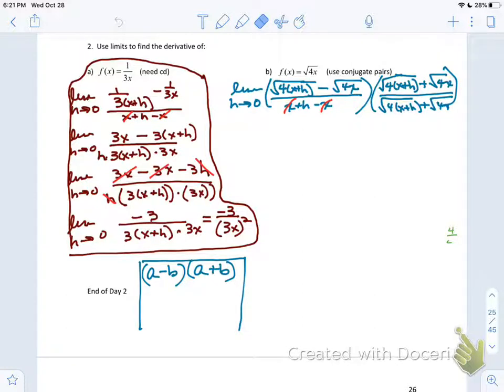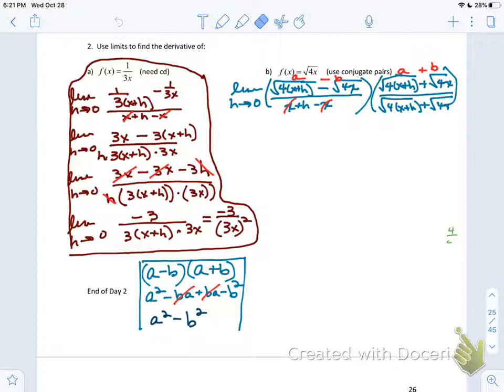Let's just say that this was a minus b, and this was a plus b. When we fold it, what will we get? Let's look down in our little square. We would get a squared minus ba plus ba minus b squared. Do we see how the middle terms will cancel? So when we do this foiling, we're going to get a squared minus b squared.